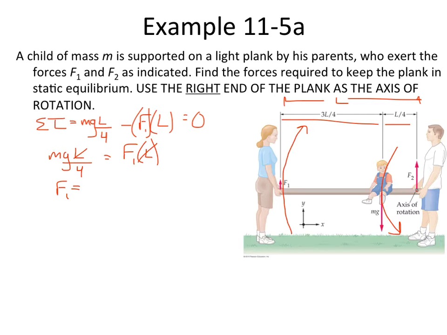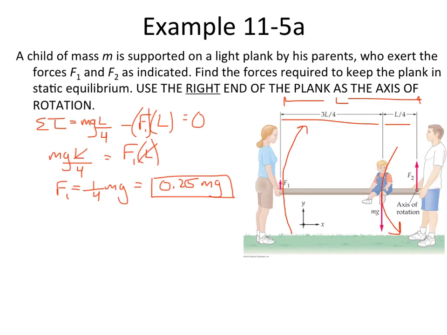divided by 4, or 1/4 mg, which is basically 0.25 mg. So whatever the child's mass times gravity is, she's only supporting 1/4 of that. Whereas we should be able to expect that the man is supporting a greater amount of that because there has to be 3/4 left to support. Well, let's just find out and make sure. Okay.